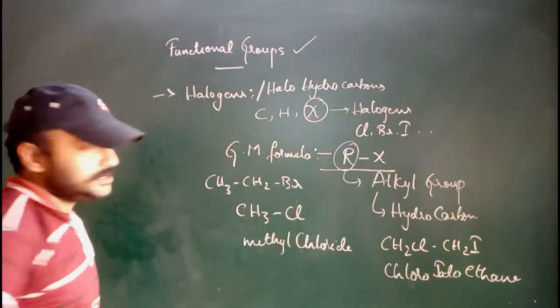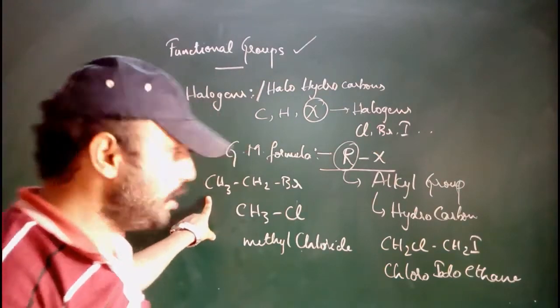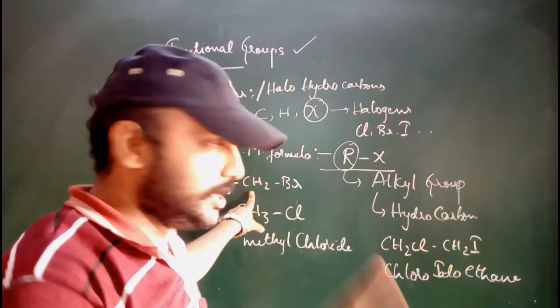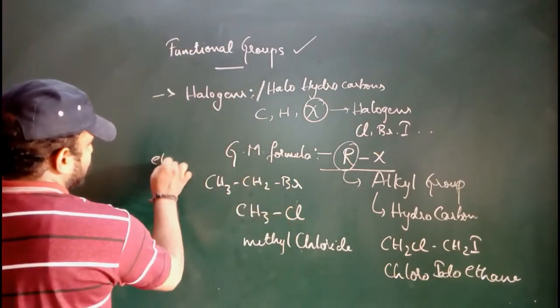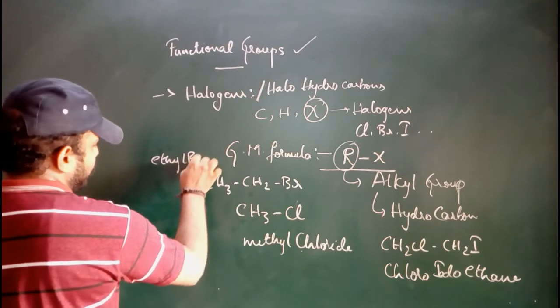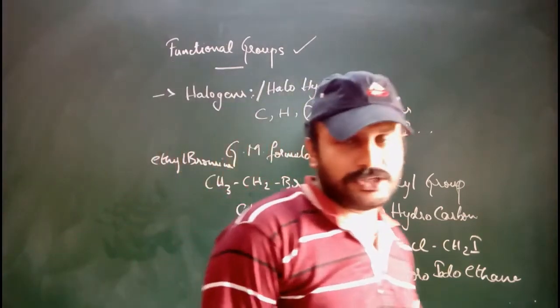We take one more example like CH3CH2Br. How many carbons are there? If it is 1 carbon, it is called methane. If it is 2 carbons, it is called ethane. It has bromine. So we can call it ethyl bromide. Understood? That was the first, the halogen functional group.